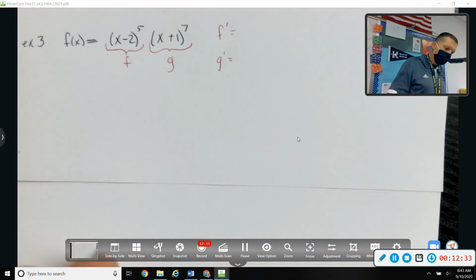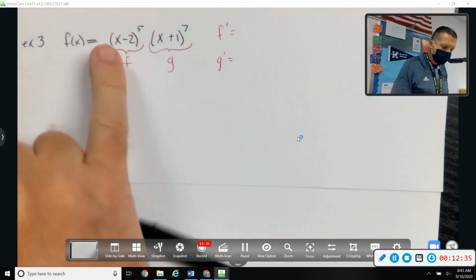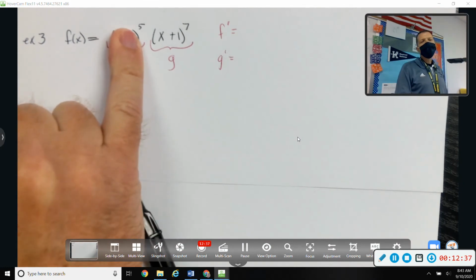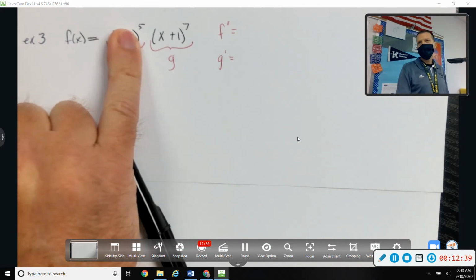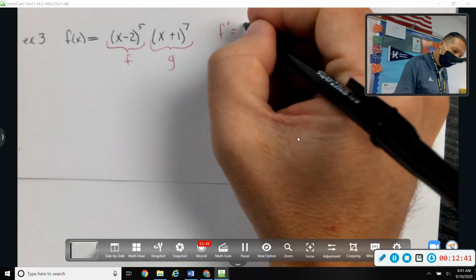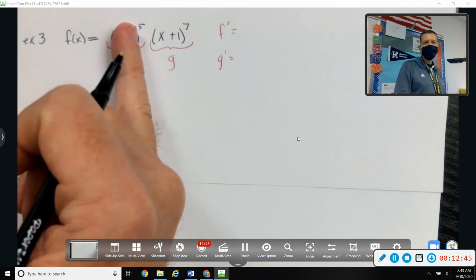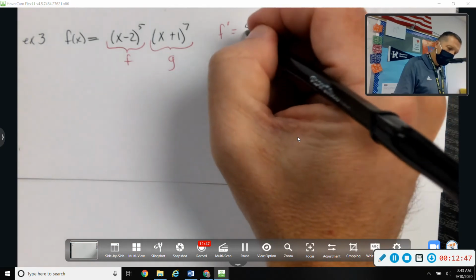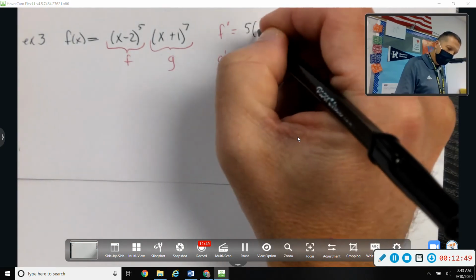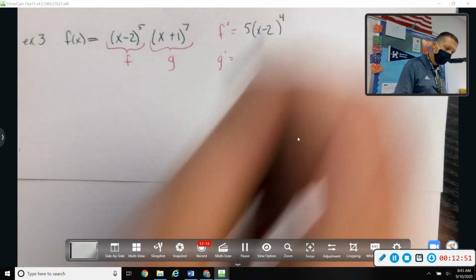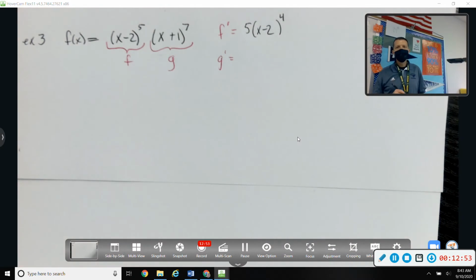All right, F prime. These are a little bit different, but I've got something to the 5th, so the power rule is still applying here. So something to the 5th, power rule still applies. So 5 times the something to the 4th. It's a little bit different, but it's still the power rule.